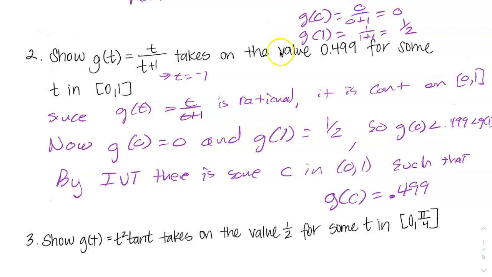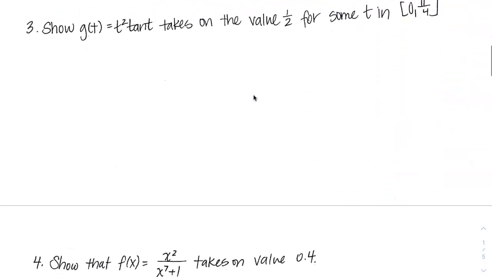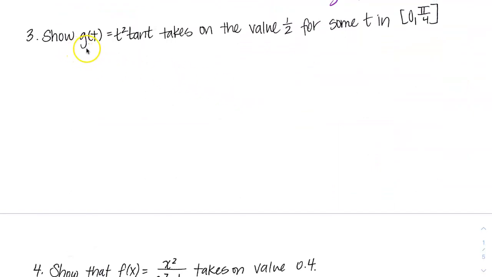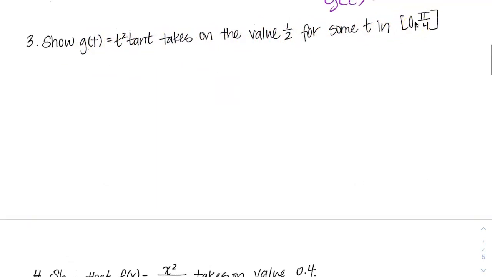Show it's continuous, and then show that your endpoints actually do hold, that the number you're trying to show is between those two values, and then say by IVT. Next one. So g of t equals t squared tan t takes on the value of 1/2 for some value of t between 0 and pi over 4. So same concept.